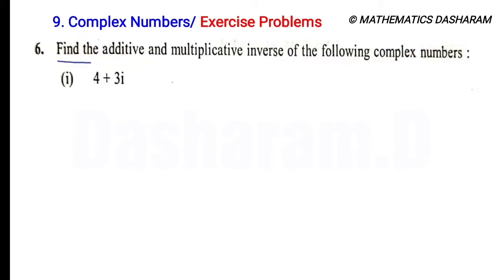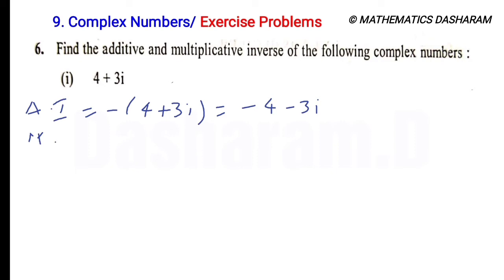Sixth bit: find the additive and multiplicative inverse of the following complex numbers. The first question is 4 plus 3i. So the additive inverse of 4 plus 3i is, apply the minus for 4 plus 3i. So then it is equal to minus 4 minus 3i.